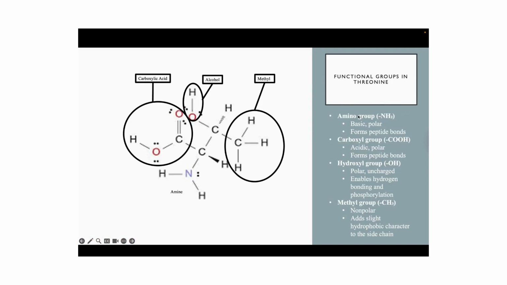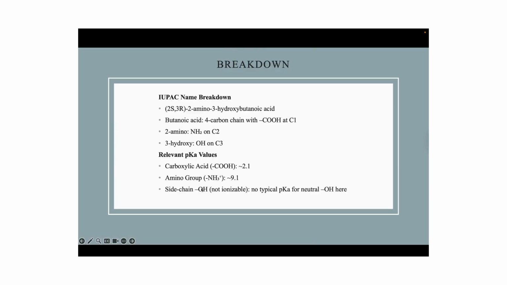Functional groups in threonine. The amino group is basic and polar, forms peptide bonds, and is found at the bottom. The carboxyl group, COOH, is acidic and polar, forms peptide bonds, and is found at the left side. The hydroxyl group is polar and enables hydrogen bonding and phosphorylation, at the top left of this molecule. And the methyl group, CH3, is nonpolar and adds slight hydrophobic character to the side chain, found at the top right of the molecule.